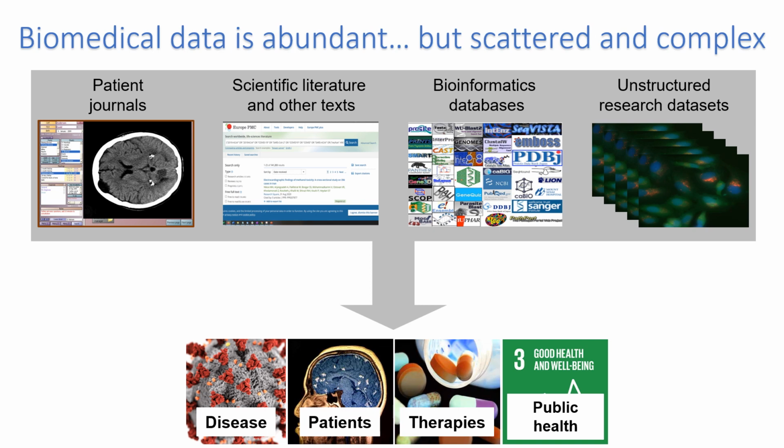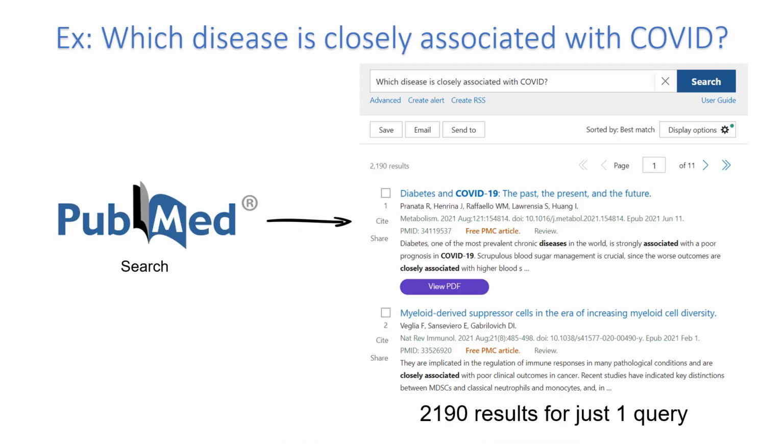Biomedical data is abundant. From the research that we do at our universities or our institutions or the hospitals, we get many different kinds of biomedical data. For example, patient journals, scientific literature, or other types of text, and this is what we are focusing on. We also get bioinformatic databases and unstructured datasets such as images or audio. And we use these datasets to treat diseases, improve the quality of life of patients, develop new therapies, and improve overall public health. But biomedical data is also scattered and complex.